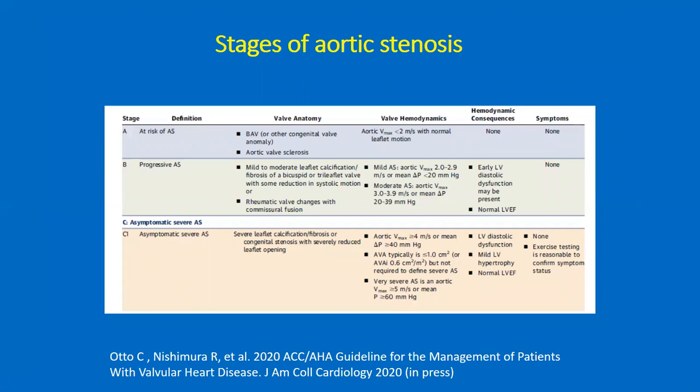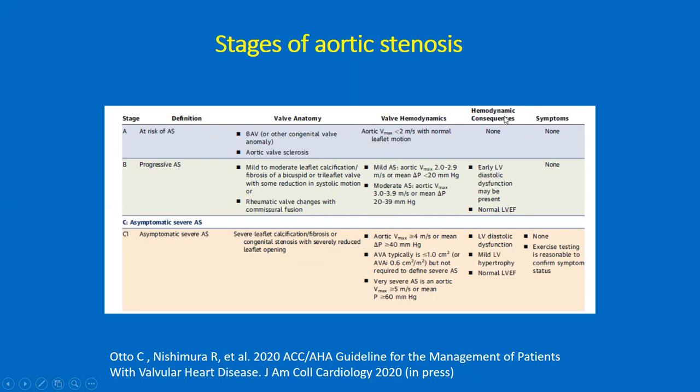The American College of Cardiology, American Heart Association, and European Society of Cardiology embrace another classification of aortic stenosis, which is similar to that of heart failure. Stage A is a patient at risk of aortic stenosis. Stage B is progressive. Stage C is asymptomatic but severe aortic stenosis. And stage D is symptomatic severe aortic stenosis. There are 4 variables here: the valve anatomy, valve hemodynamics, hemodynamic consequences, and the symptoms.